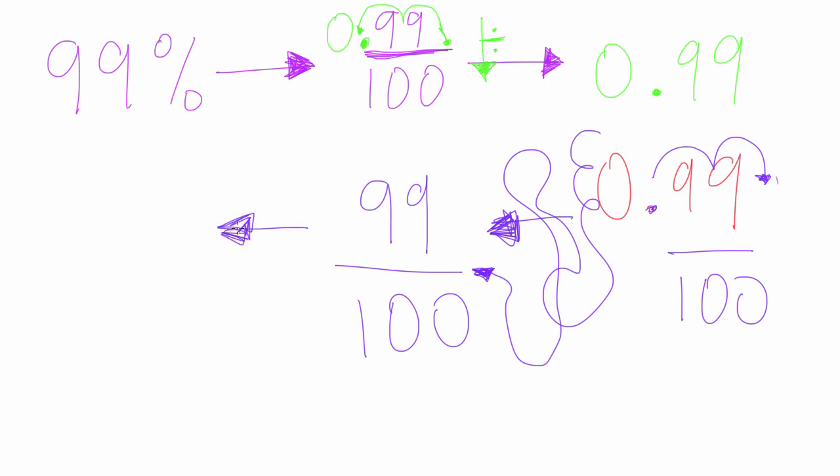And lastly, change it back into a percentage. We know that per 100 equals percent. There we go, 99%. Good.